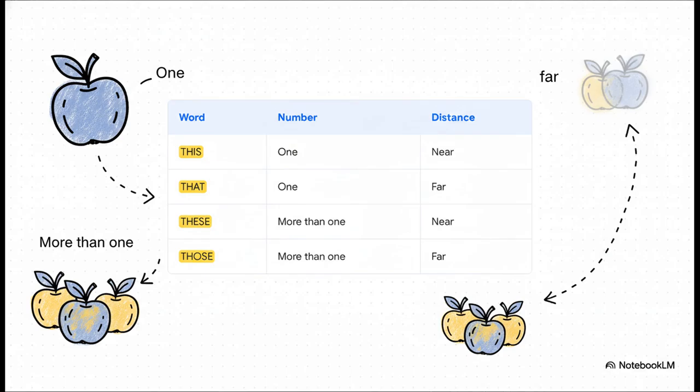And here it is, all laid out perfectly. It really boils down to this. Is it near and one? Use this. Is it far and one? Use that. Is it near and more than one? Use these. Far and more than one? Use those. That chart, that's the whole system right there.